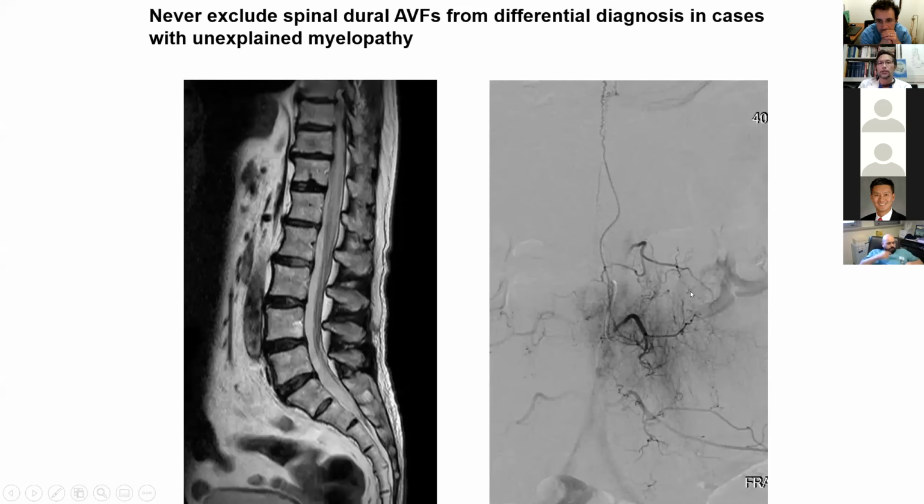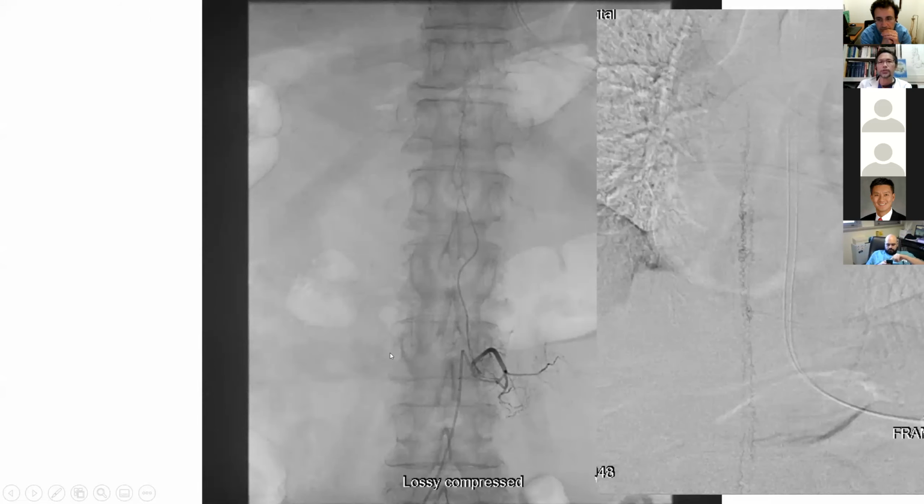Angio showed something like this. It was done in our hospital. It doesn't look like very dilated veins, just some small veins and stuff. So what's going on over here? I'm going to show you.